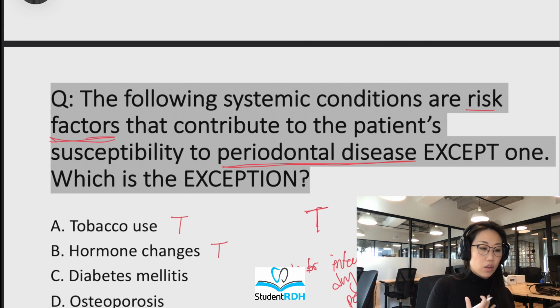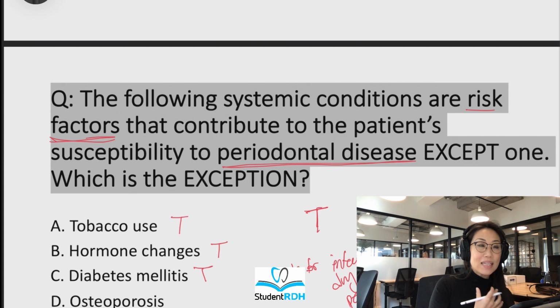So another one here, D, is osteoporosis. I'm thinking, is osteoporosis a risk factor for periodontal disease? So when the bone gets weak. That's actually a good question. This one is a little harder, and I would argue that this is false.